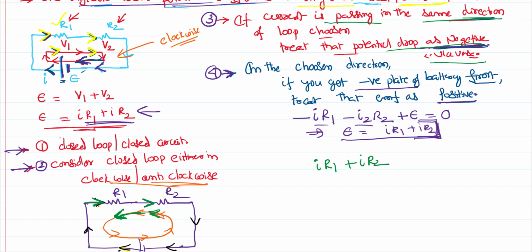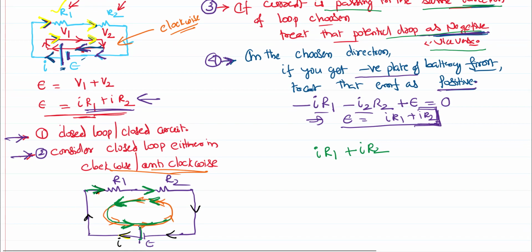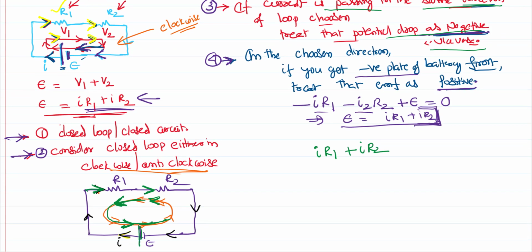And look at the battery. This is your anti-clockwise direction. This is how you are going. If you look a little carefully while you are going like this, first you will get the positive plate of the battery and then the negative plate of the battery. So look at the formula. In a chosen direction, if you got the negative plate of the battery first, treat that EMF as positive, and vice versa. Now you got the positive plate of the battery first.